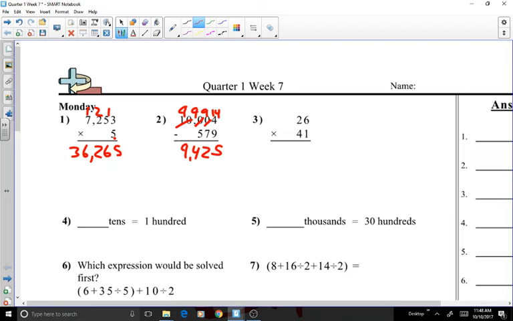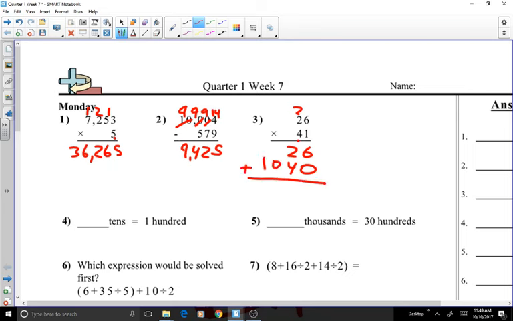Two-digit multiplication. Ones place first. 1 times 6 is 6. 1 times 2 tens is 2 tens. Now that we're using this 4, that's not really a 4, that's a 40. That means we have to drop a 0 here. 4 times 6, 24. Carry the 2. 4 times 2, 8 plus 2, 10.